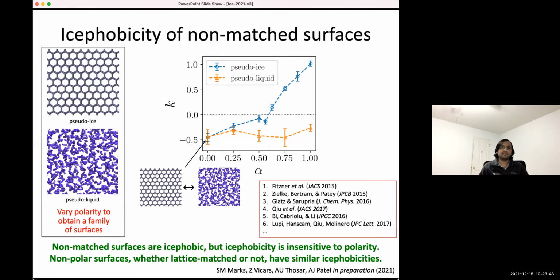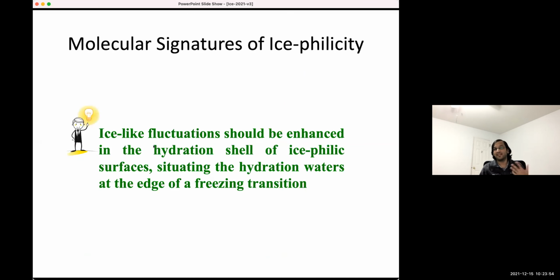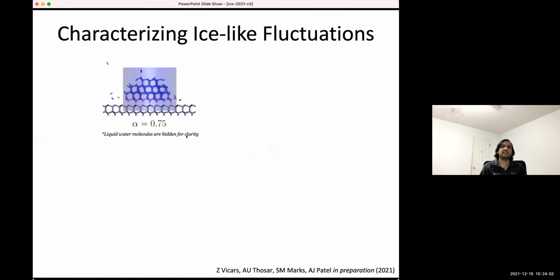So with this set of surfaces that span a wide range of ice philicities, we now set out to test our hypothesis that ice-like fluctuations should be enhanced in the hydration shell of ice-philic surfaces, right? And to do so, we once again did a calculation very similar to the one that I showed you early on for the SAM surfaces.